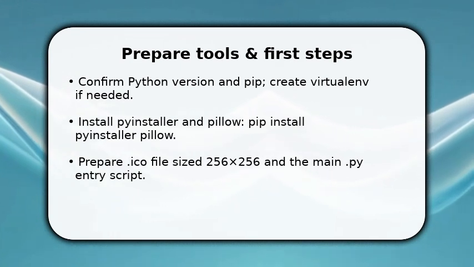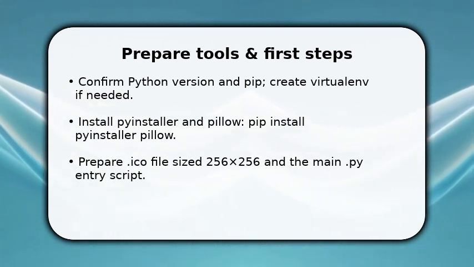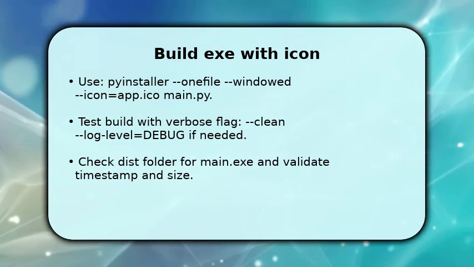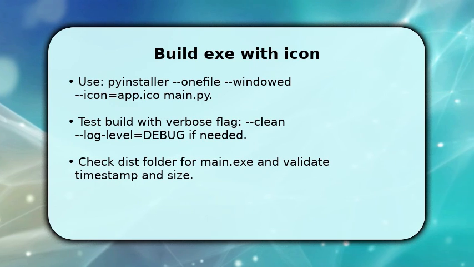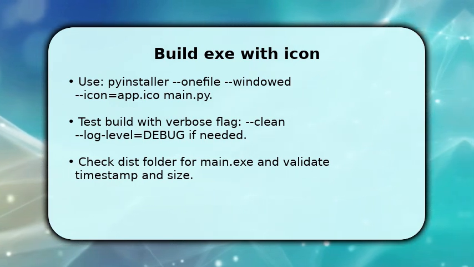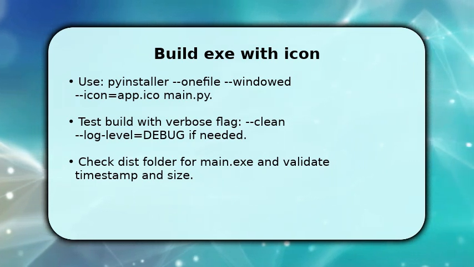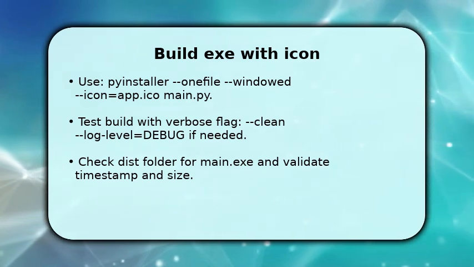Now you build the executable using PyInstaller and point to the icon file so it's embedded at compile time. Run pyinstaller --onefile --windowed --icon=app.ico main.py. The flags control packaging and GUI mode. If anything fails, rerun with --clean and --log-level=DEBUG to capture errors.